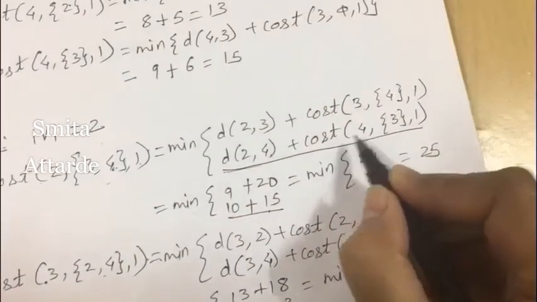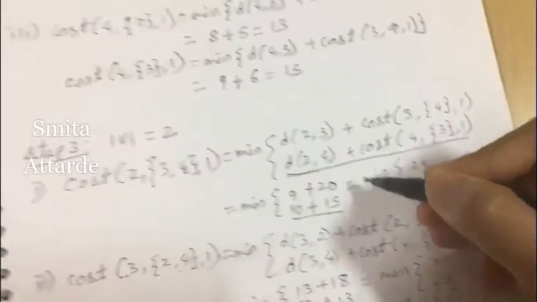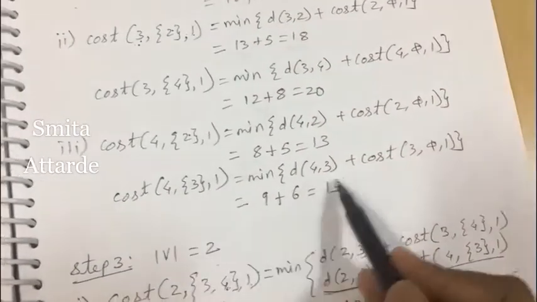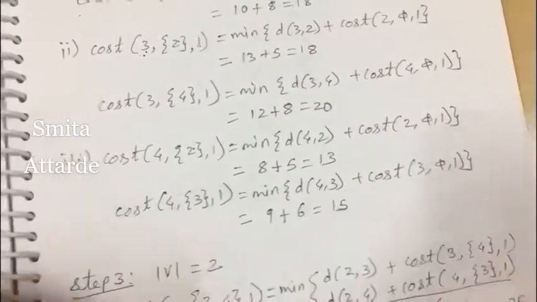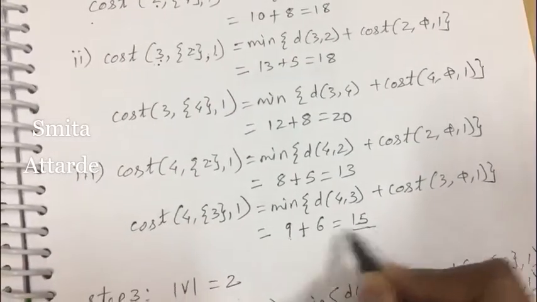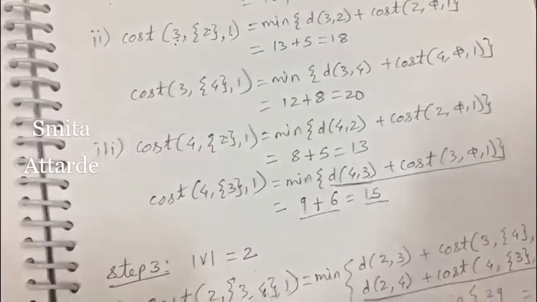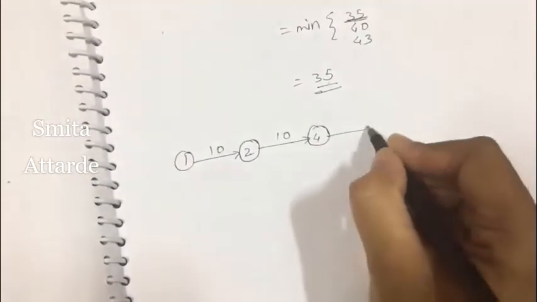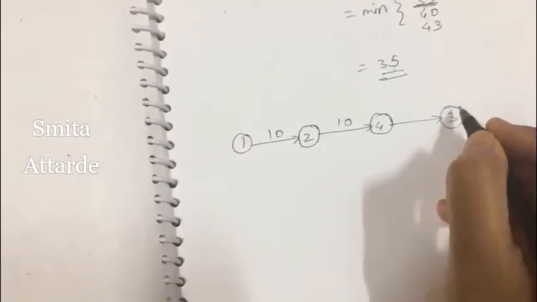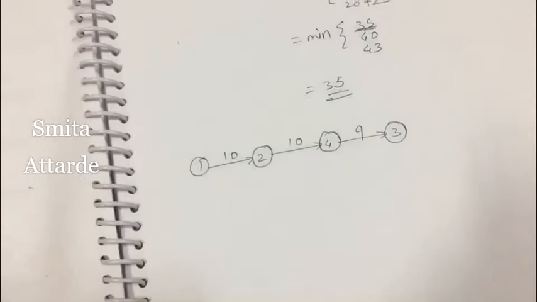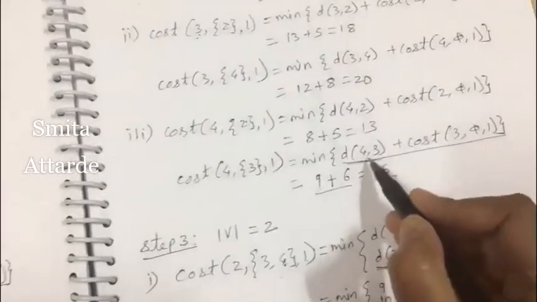Now consider this, cost of 4 3 1. Go one step behind and go to cost of 4 3 1. Yes, this is the shortest distance. This was because of this, that is distance of 4 3. So after 4 I'll get here 3. Okay, 4 to 3, the distance is 9. Okay, now we are here, we have considered this.